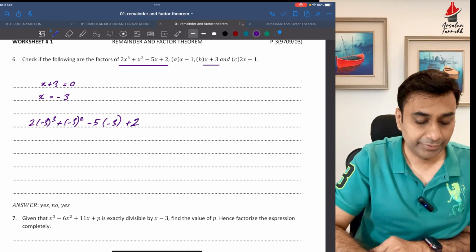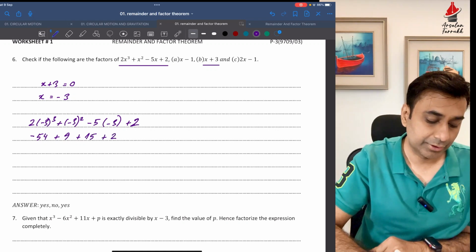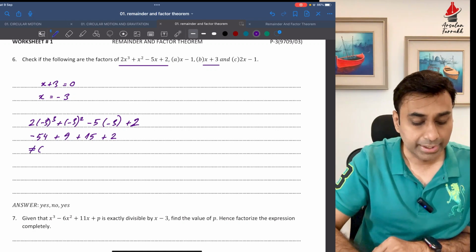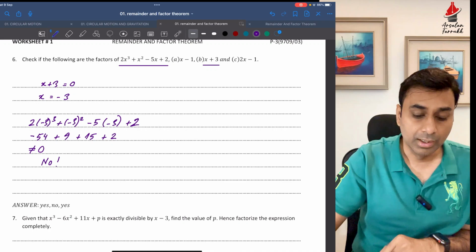This is minus 54, this is plus 9, this is 15, and this is plus 2. And this is not coming out to be 0, and if this is not coming out to be 0, so that means no, it is not a factor, right?